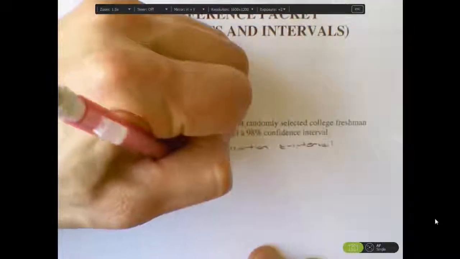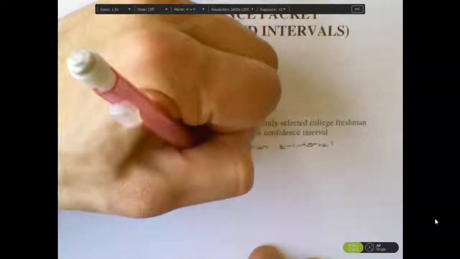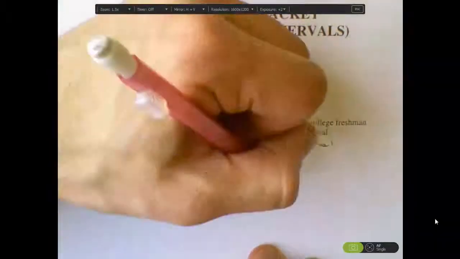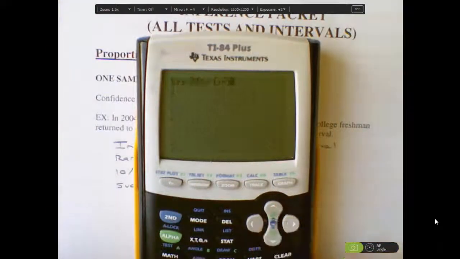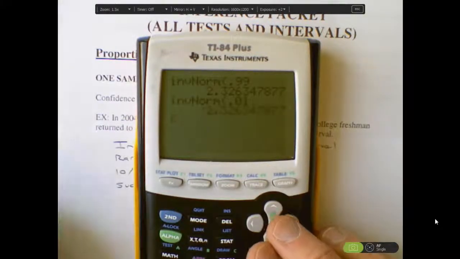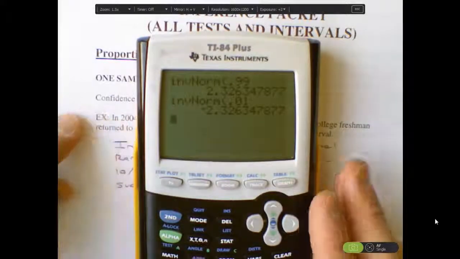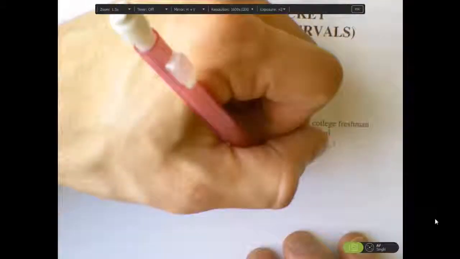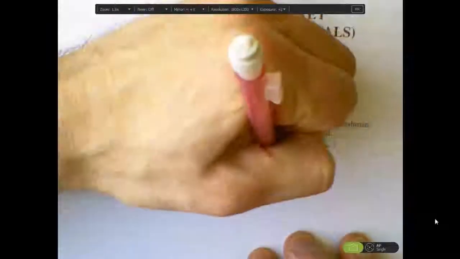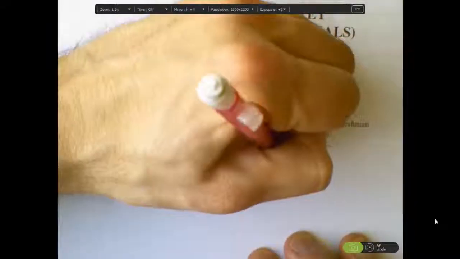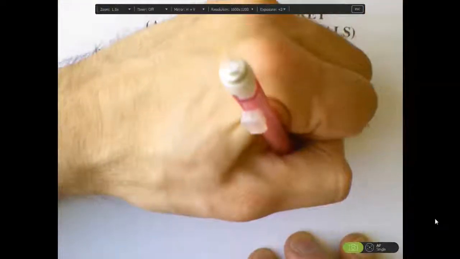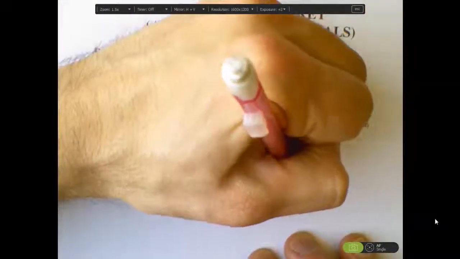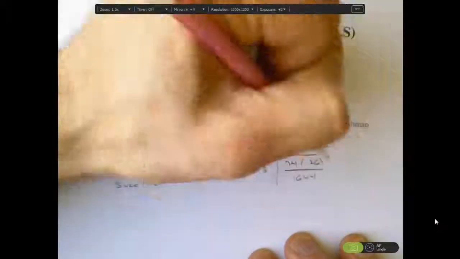I'm going to take my statistic 0.74 plus or minus I need my critical Z value for 98% confidence. I'm going to inverse norm 0.99, or I can do inverse norm 0.01. Either way, I'm taking the positive value of 2.33 times my standard error, which is 0.74 times 0.26 over the sample size 1,644.